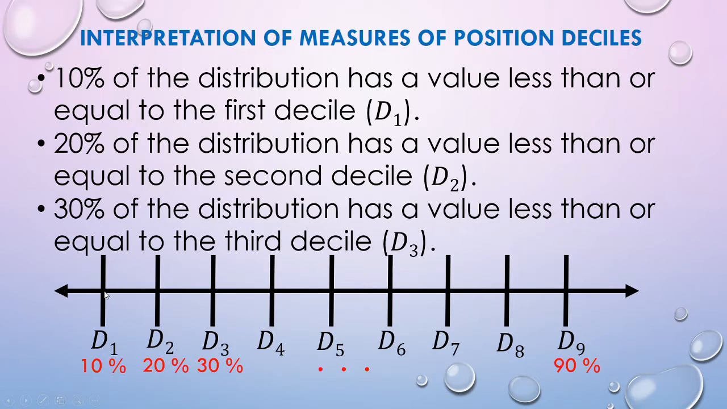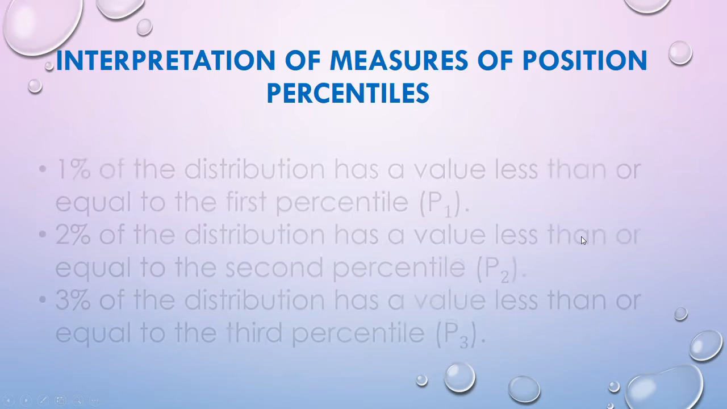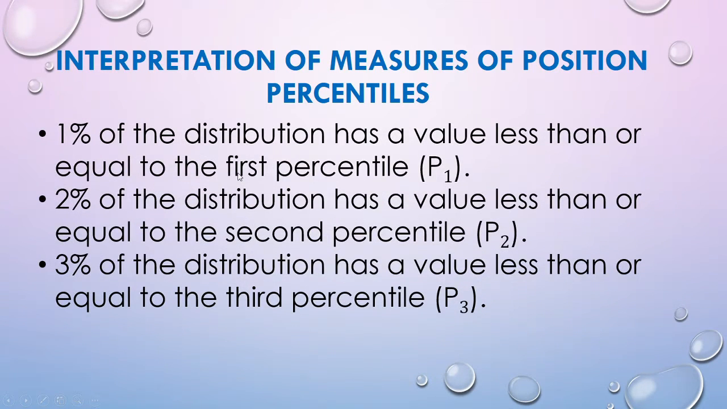Halimbawa dito, pwede kong sabihin na from here to here is less than or equal to 10%. Dito naman, less than or equal to 20%. Less than or equal to 30%, and so on. So, sa percentiles naman, divided into 100 equal parts. So, ang mga divisions natin ay 1, 2, 3, 4, 5, 6 hanggang 99%. So, ganun din yun.